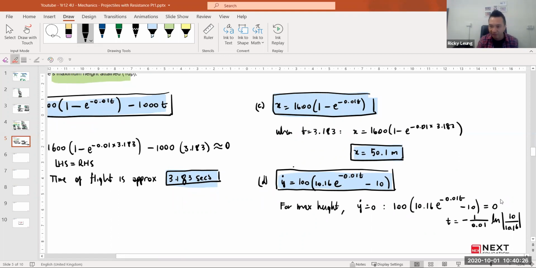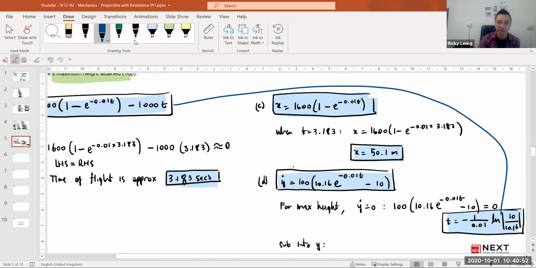Actually, you know what? Save that expression, because I want it nice and exact if that's possible. And then I'm going to sub that into y. So sub this into this expression, and you should get from your calculator y equals 12.7 meters. So nothing too wow for questions B, C, D, but it's just intense for question A.